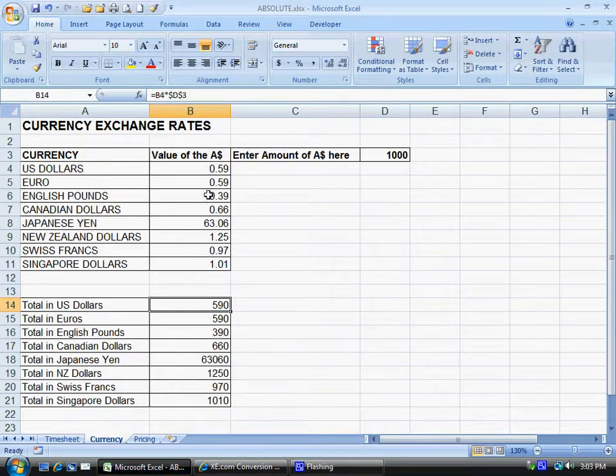So back here, I'm going to change this to 0.86. And when I hit the enter key down the bottom, I've got a fair bit more to spend at Disneyland.